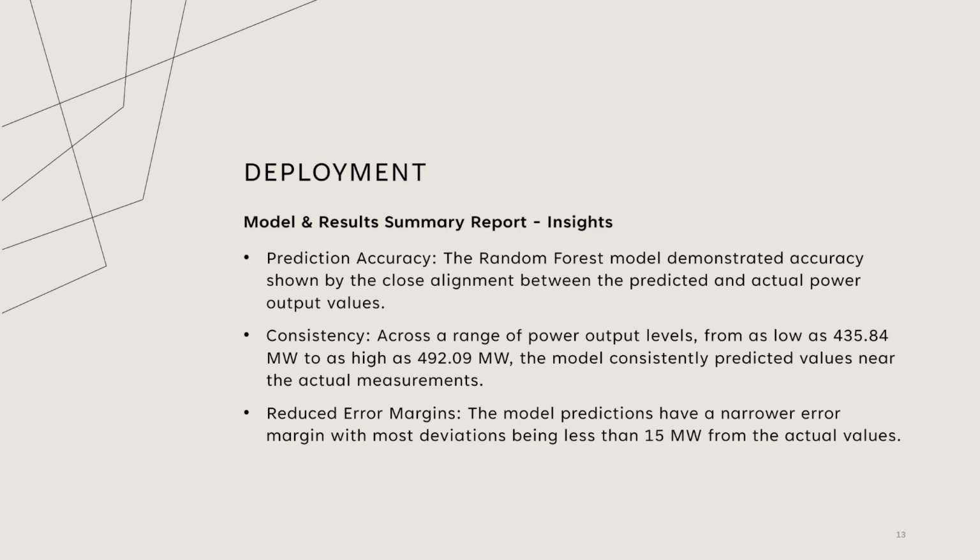The model closely aligns to predict the actual power outputs, even across a wide range of values from 435 to 492 megawatts. This demonstrates the model's precision. Additionally, the model consistently delivers with narrower error margins, as most predictions deviate by less than 15 megawatts from the actual figures. This level of accuracy ensures reliability in our predictions that are crucial for operational efficiency.